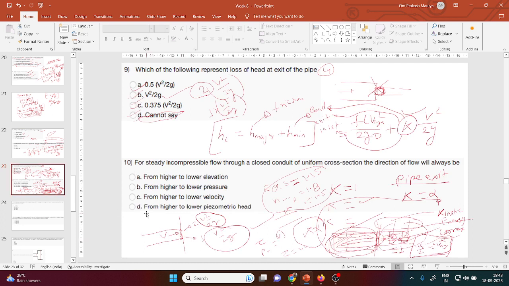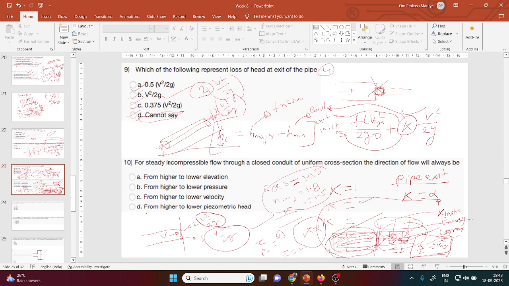Only pressure means that if you solve the energy equation, you will get the pressure and your datum also. If your pipe is like that, let's say this is your pipe, what will happen? Maybe the datum height, if you solve the energy equation, this is and this is.